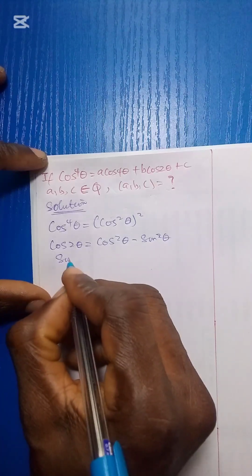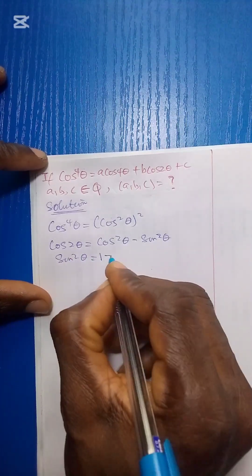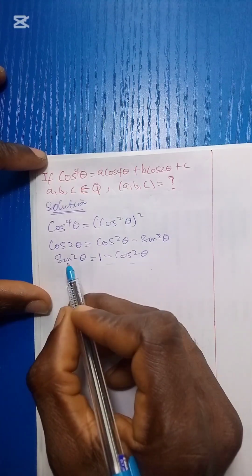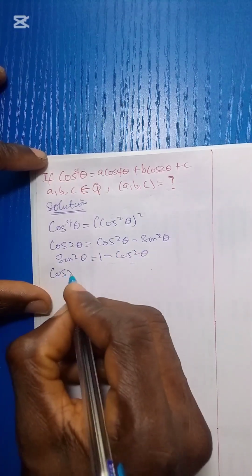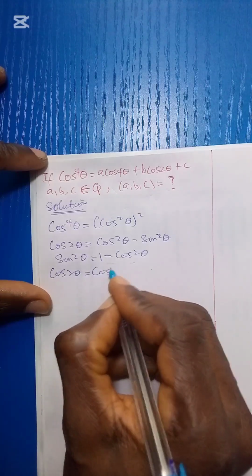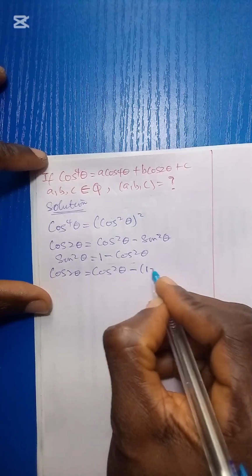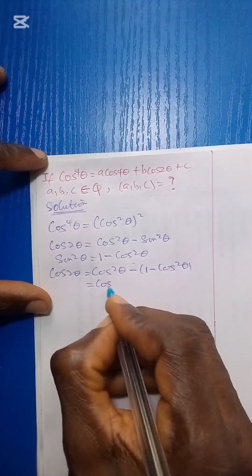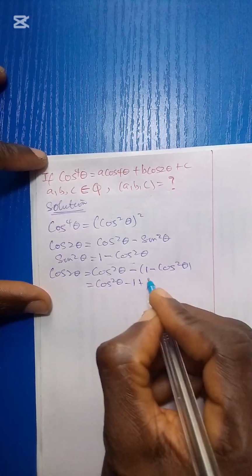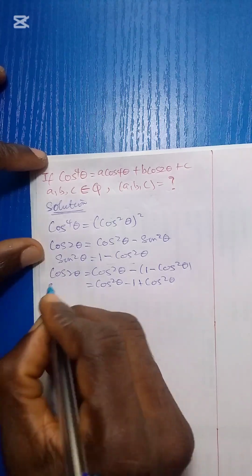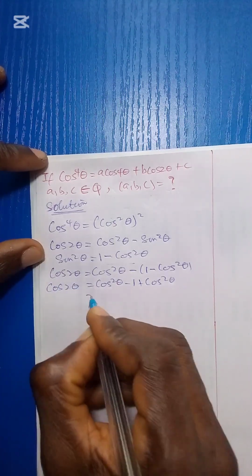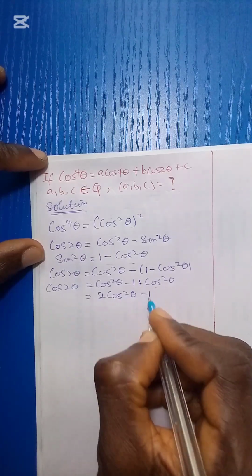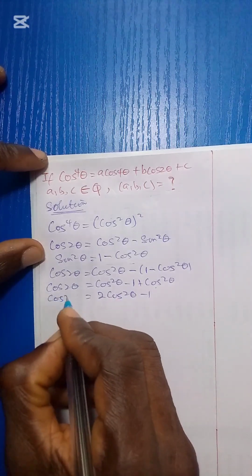However, sine square theta is equal to 1 minus cos square theta. Now we are going to put this in place of sine square theta here. So cos 2 theta is equal to cos square theta minus (1 minus cos square theta). Opening this bracket, we have cos square theta minus 1 plus cos square theta. That is our cos 2 theta. Therefore, if we add this together, we have 2 cos square theta minus 1 is equal to cos 2 theta.